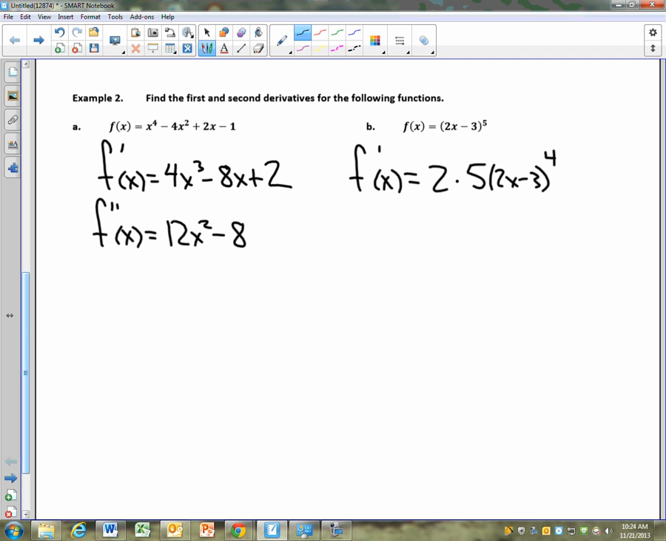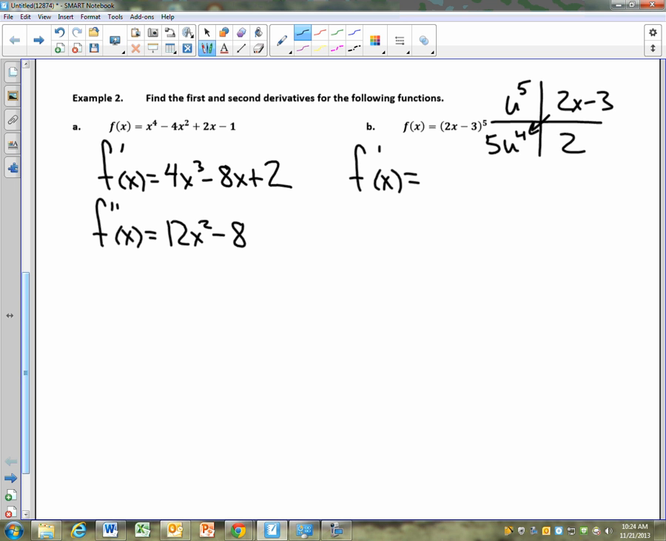But if you want to set up the boxes, should we set up the boxes? Okay. So we set up the boxes. We've got u to the 5th. We've got 2x minus 3. We've got 5u to the 4th. And we've got 2. Remember to substitute back in. As we set up the boxes, we multiply, and you see we get the 10, and we get the u, which is 2x minus 3, to the 4th power now.